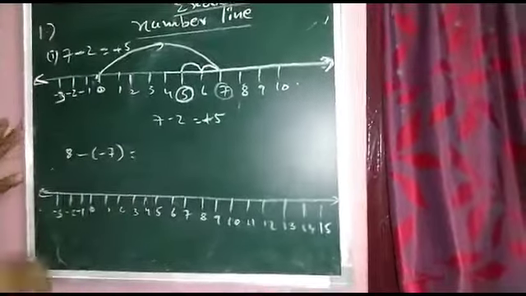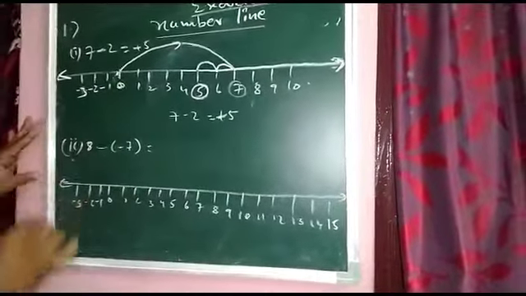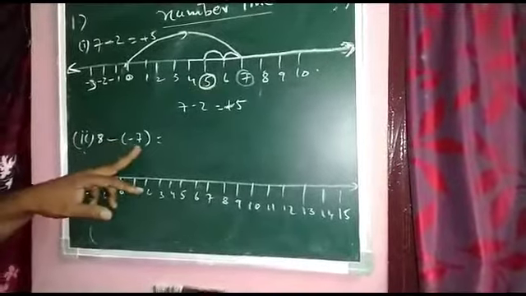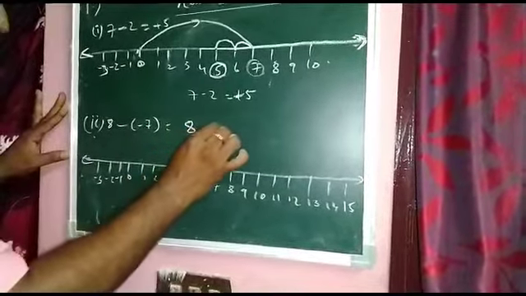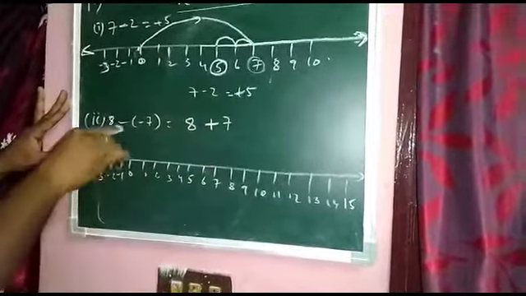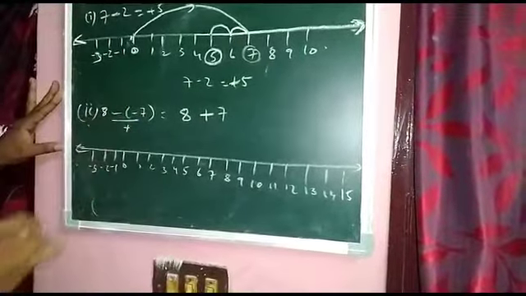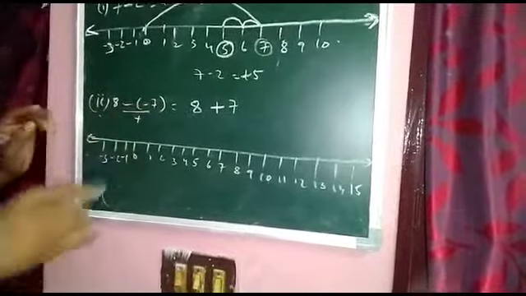Again, one more number line. Second question: 8 minus of minus 7. Minus of minus is there. What will you write? 8 plus 7. Minus of minus, this value is a plus. Minus into minus, plus. 8 plus 7.